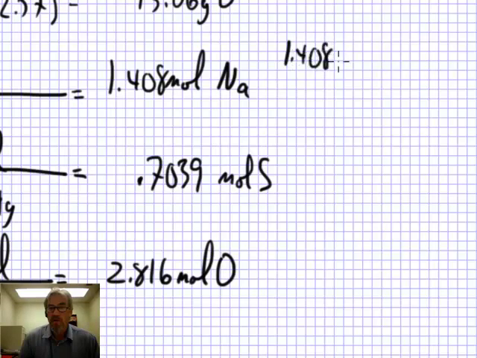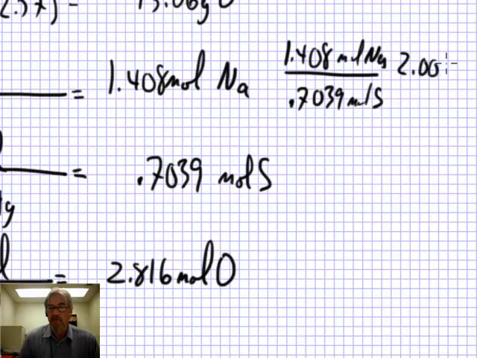1.408 moles of sodium would be divided by the smallest number of moles, which is 0.7039 moles of sulfur. So my sodium-sulfur ratio comes out to be 2.000. Now, that number is within a few hundredths of a whole number, so you can round that off and we'll say that that's 2. Sulfur, we've established that as 1 by using it as the smallest number.